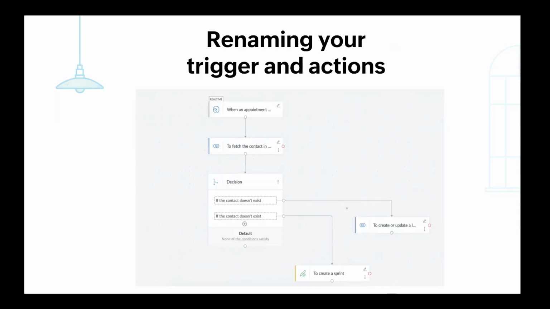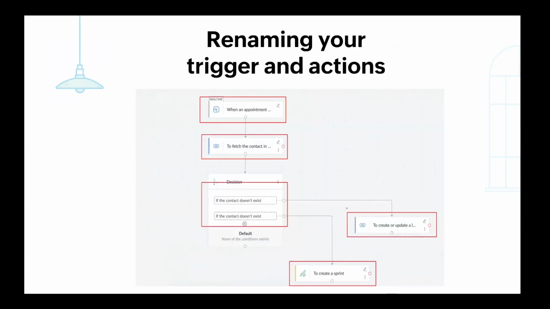The second would be renaming your triggers and actions. Here, we suggest you do this, or rather, it's a best practice, because let's say you have multiple users working together in the same organization in Zoho Flow. And if you have built a flow and your colleague would like to take a look at it, they might not be able to understand the reasoning of you using a specific action or the trigger.